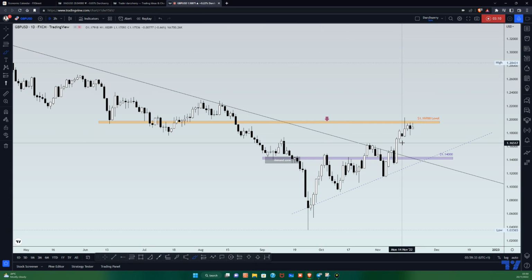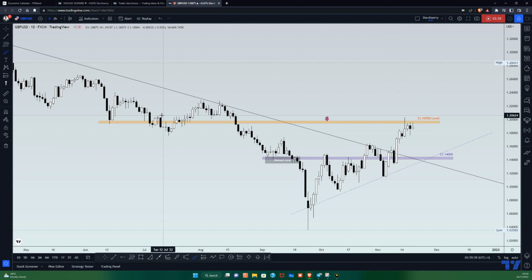Now, as we head into the New York session, what is going to be our plans? Considering the fact that we have been witnessing a consolidation phase here, which is characterized by certain pressure here, it's important that we understand what is really going on in this market in order to make a decision on the GBPUSD.